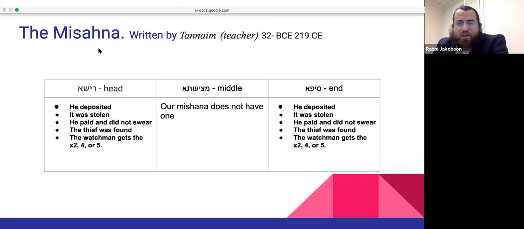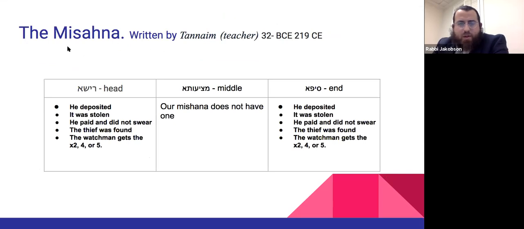Sorry about that. I'll point it out here, but before I send it out, I'll make sure to change that. Point 3, he swore and he didn't pay. Again, swearing is that anybody who watches something for somebody else, if it gets stolen, needs to swear that he wasn't negligent, and then he wouldn't have to pay. So in this situation, at the end of the Mishnah, he decided that he's going to swear and not pay.